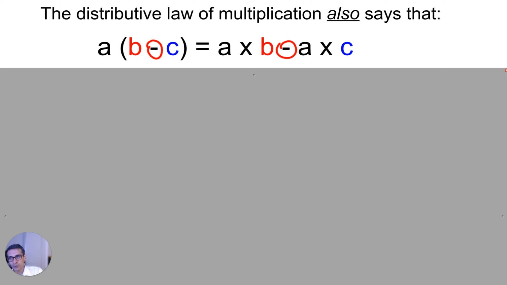So the distributive law of multiplication also says that a lots of b minus c is going to be a times b and a times c, and there's a subtraction in between there because we're going to subtract it. The other thing you're going to notice here that we've slightly changed is we don't have to write the multiplication sign. So that multiplication sign is invisible a lot of the time.